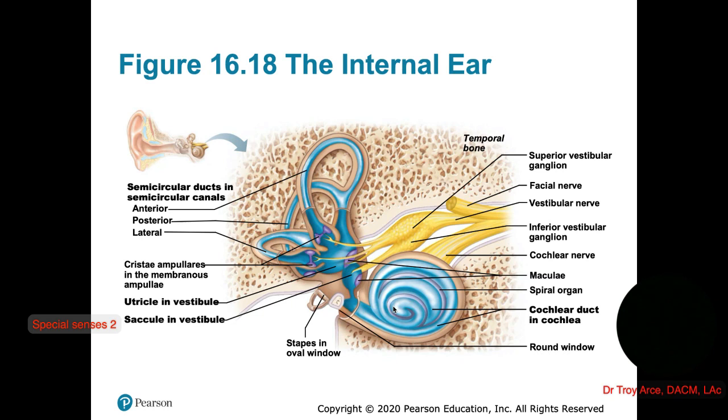It's got this alien looking structure here. But you see the stapes in the oval window down below. You have a round window. You have a cochlear duct in the cochlea. And what's important about this slide, I want you to know how it's embedded with the temporal bone, and that you have nerves that go into the internal ear, and know that you have a vestibular nerve. Know that the facial nerve comes through there.